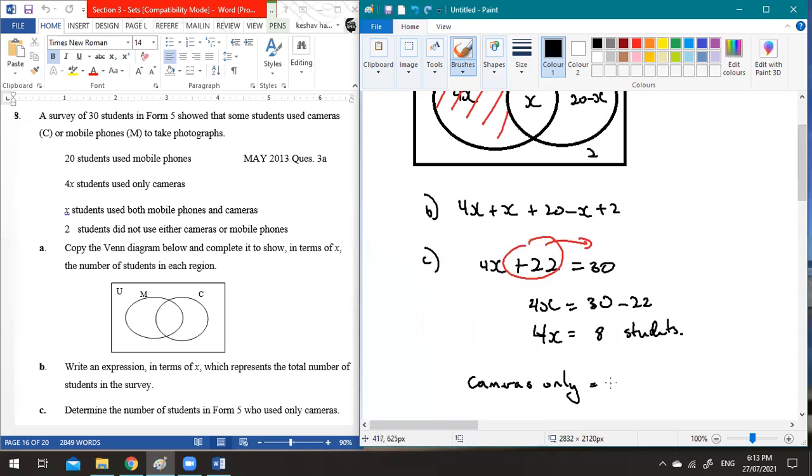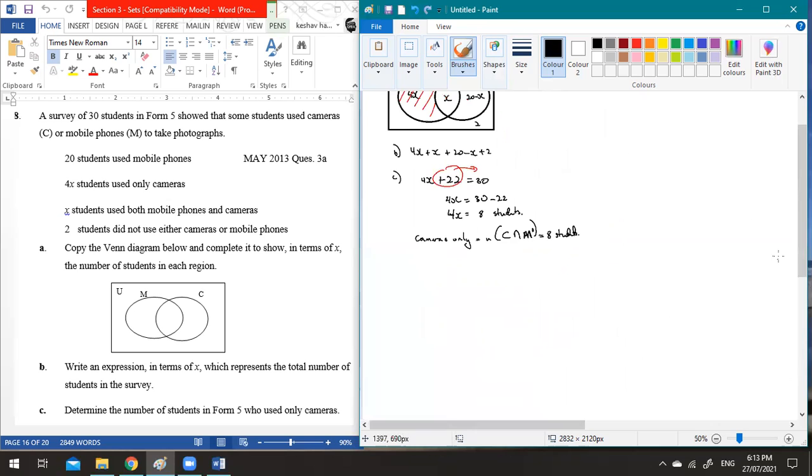And again, the set notation would be cameras intersect mobile phones complement. It would be a 1 there, not a dash. So cameras intersect mobile phones complement is equal to 8 students. And we have reached the end of today's session.